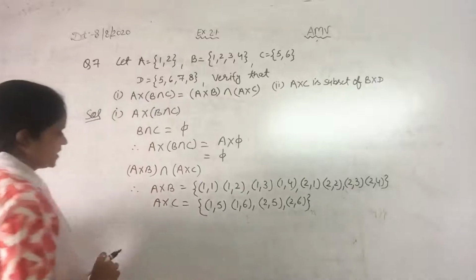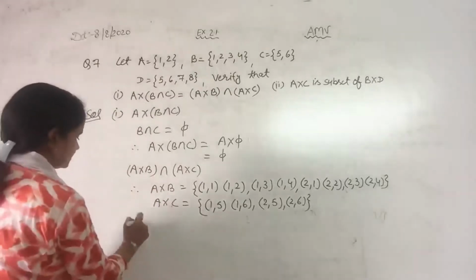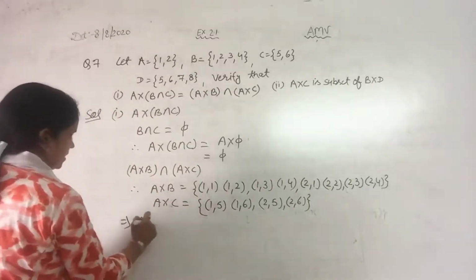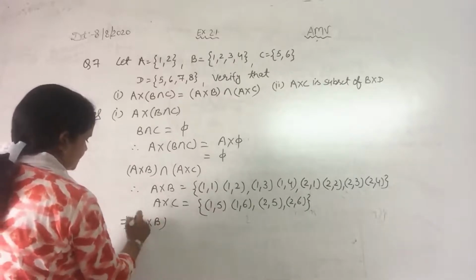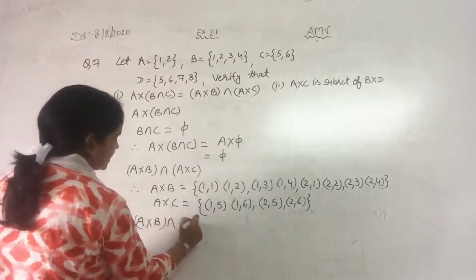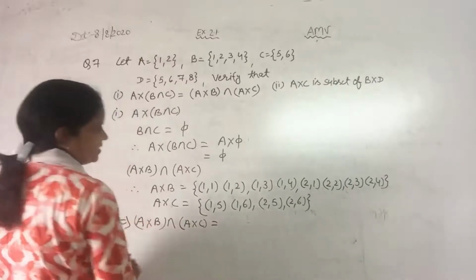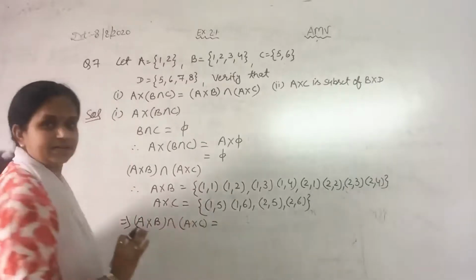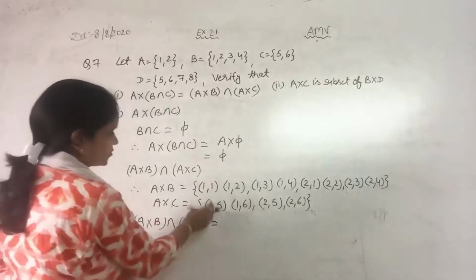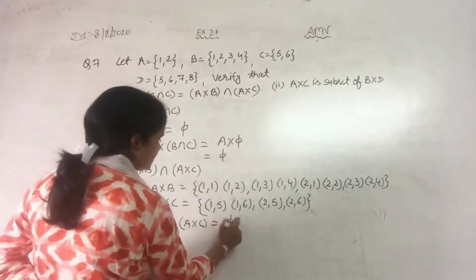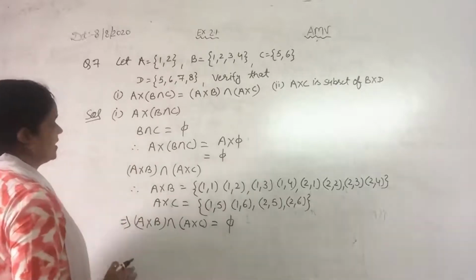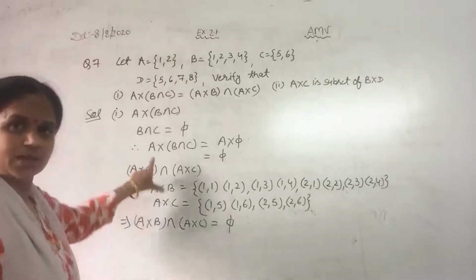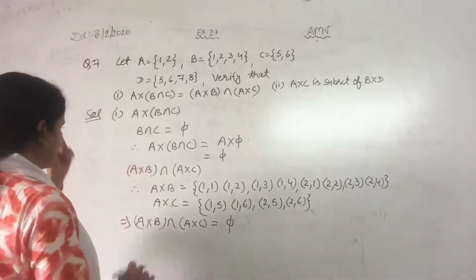Now see the intersection of (A×B) and the Cartesian product A×C. There is no element common in these two sets. So it's the empty set. Okay. Now see, LHS is equal to RHS. Here both are equal. So it's verified.